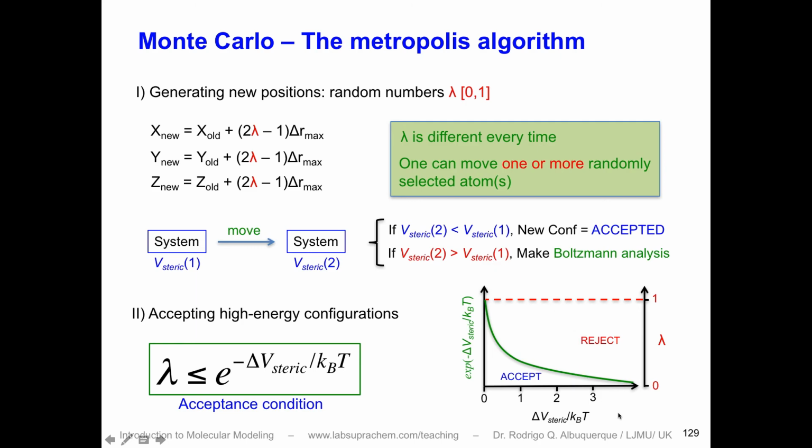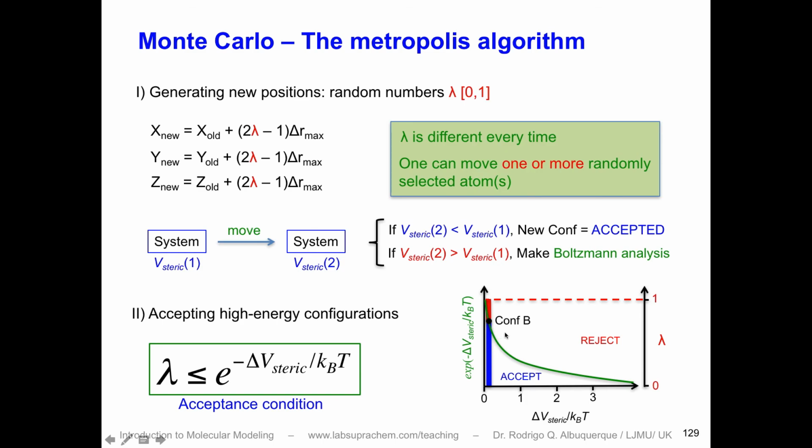Now let's take a point here. Let's suppose we have generated configuration B, where the new energy is higher than the previous one. In configuration B, the delta V, the energy difference between the new configuration and the previous one, is not so big, as you see in the x-axis here. So it's very high on this green curve. So this exponential, when you substitute the delta V, the value is very close to 1.